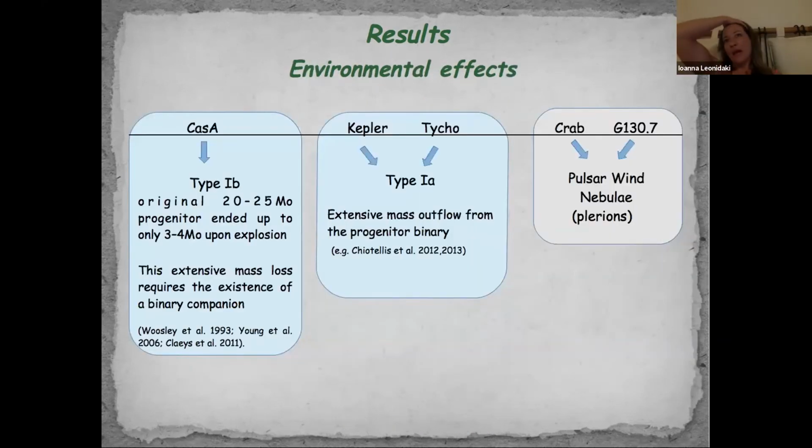Although this is in agreement with the basic evolutionary model of SNRs, and we kind of expected that, we needed to investigate those 5 objects that gave us optical emission. And that was Cassiopeia A, Kepler, Tycho, Crab, and G130.7. And we were wondering if something is in common in order for those objects to give optical emission. In the case of Crab and G130, they are in the category of pulsar wind nebulae, well known as plerions.